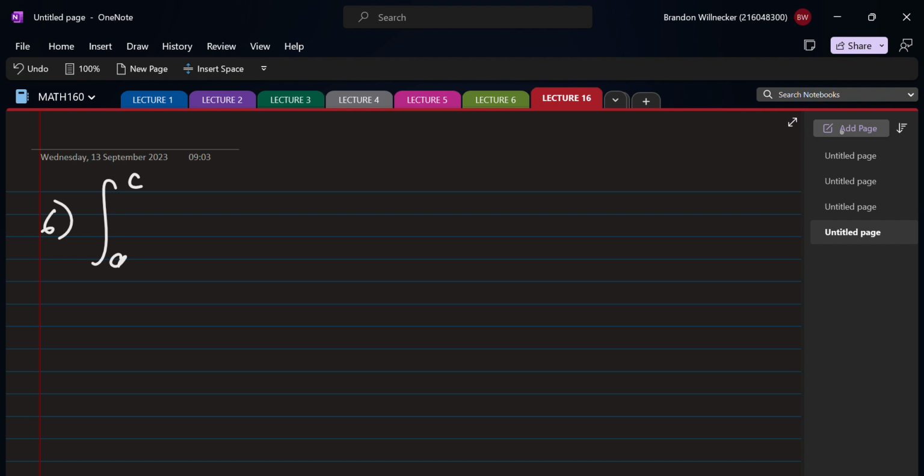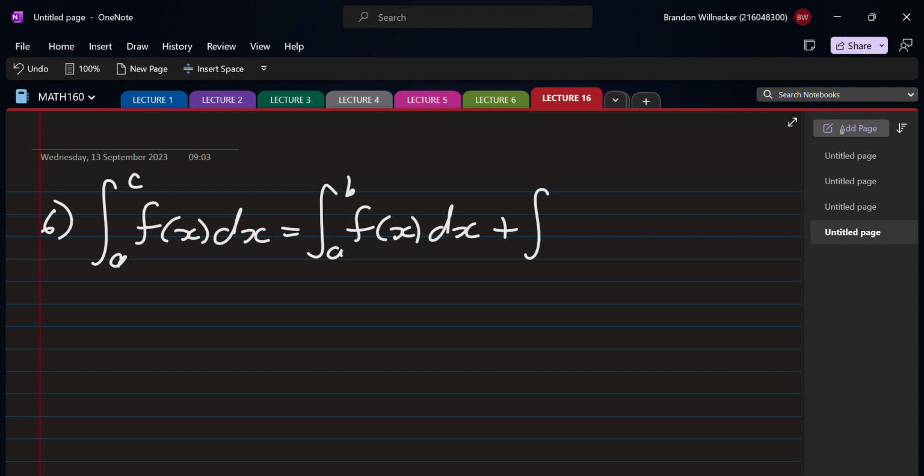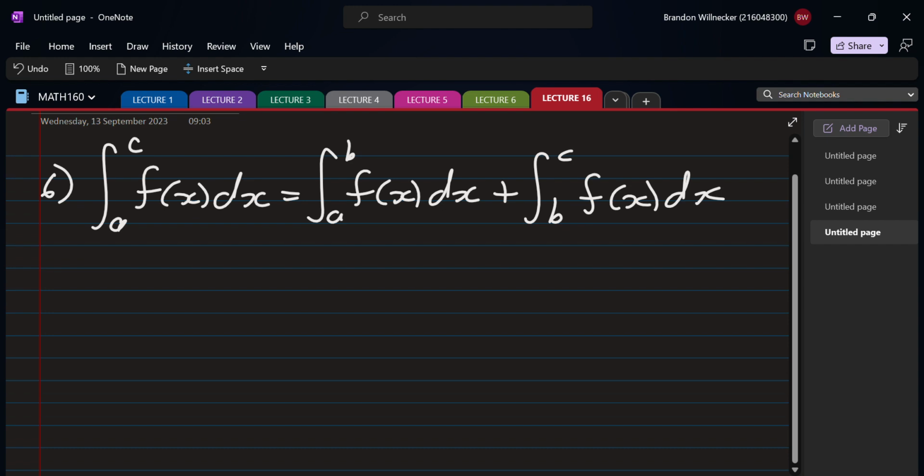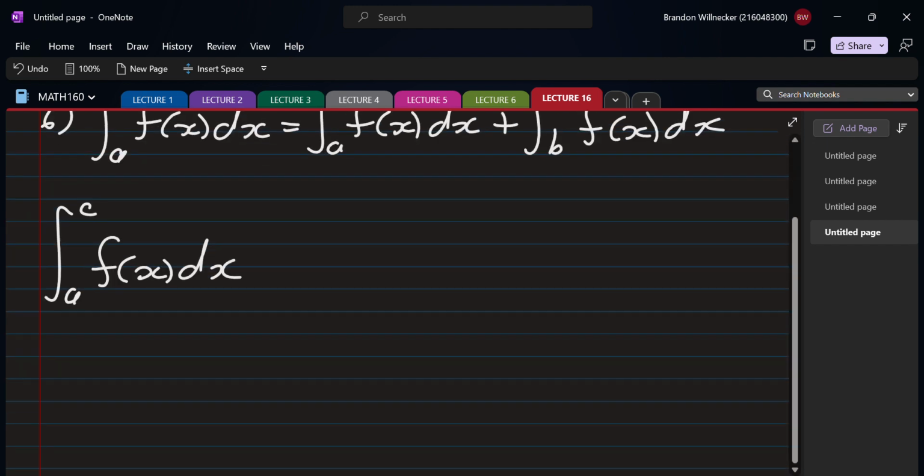Okay, number 6, we have the integral from a to c, f of x dx is equal to the integral from a to b, f of x dx, plus the integral from b to c, f of x dx. Okay, so for this one, we're going to do the same type of proof as before. We start with the definition, we do a bit of manipulation, and then we go back to what we want. So let's start off with the left-hand side. We have the integral from a to c, f of x dx.